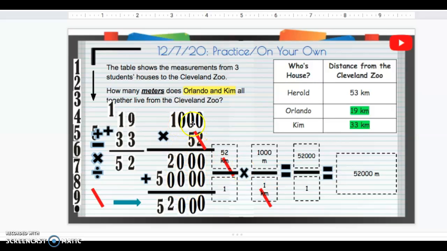Now, if you remember from 5th grade and part of 4th grade, multiplying with zeros, all you had to do was take 52 and add the zeros to the end. So you would have had 52 with the 3 zeros from the 1,000. But to show your work so you can see it's right here. All right?